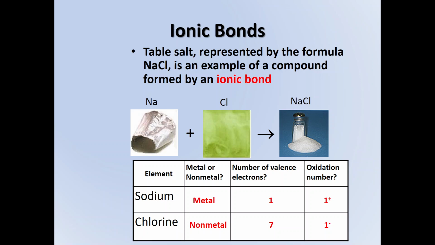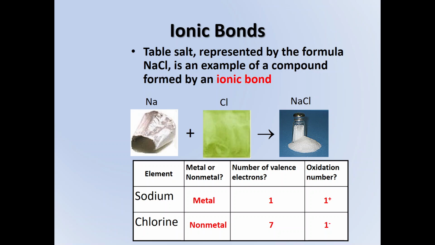So chlorine is a non-metal. It has seven valence electrons, and thus when it becomes an ion, it gets a 1 negative charge. And since it says ionic, we can assume charge is the same thing as oxidation number.